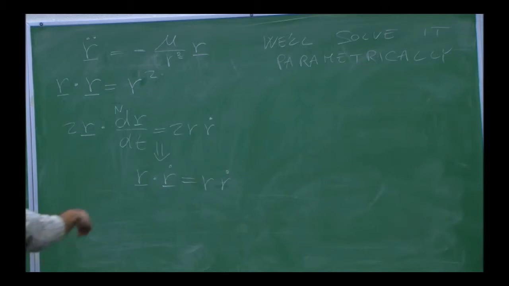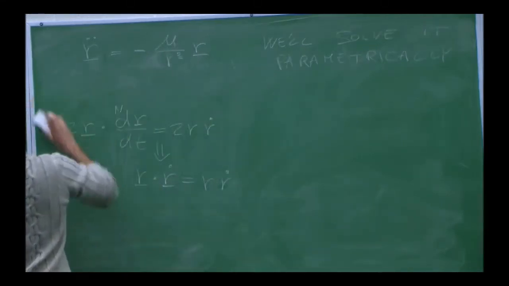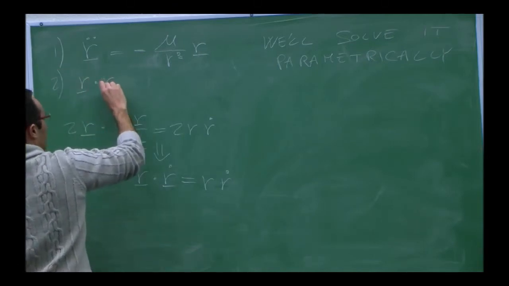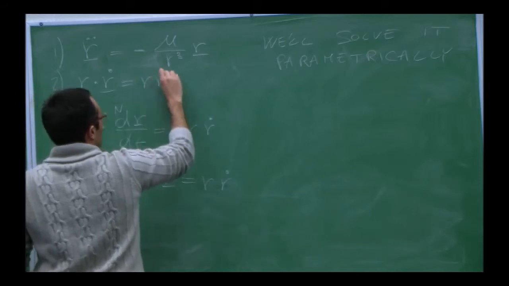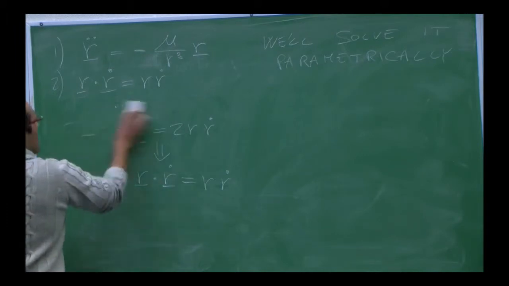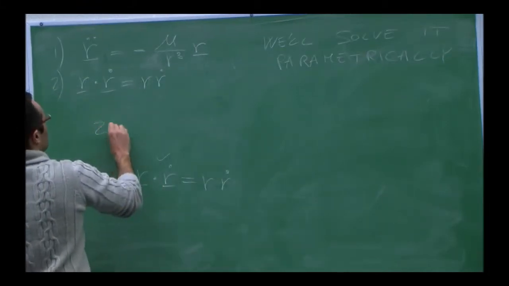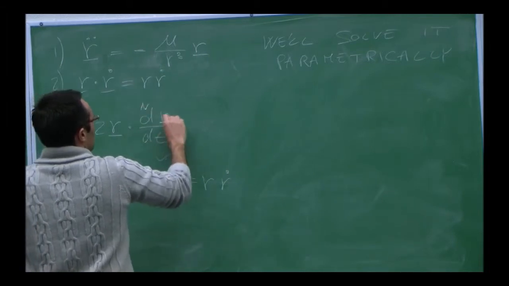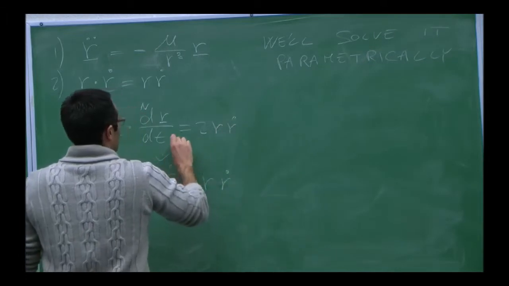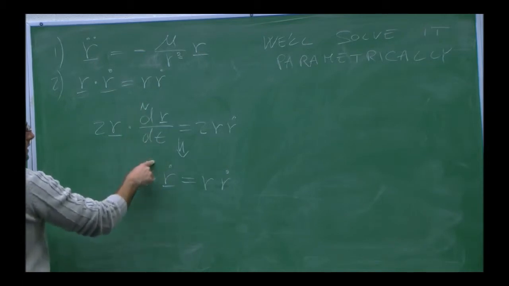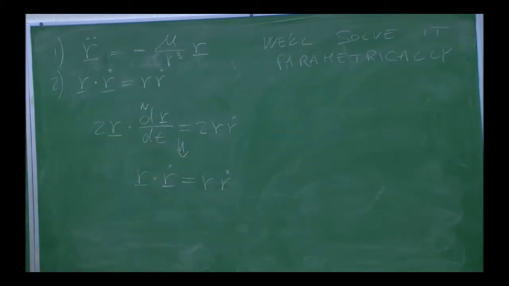I'm going to use this. Let me write it up here. So this is my starting point. I'm going to use this property at some point, and other properties, and as I use them, I'll just give them to you. Properties of vectors, nothing else. So starting, is this clear what I've done here? Okay. I can write it again. 2r dotted with d/dt of r is equal to 2r r dot, which leads to this. We agree that d/dt of a vector, you just write the vector with a dot. So that's the same expression. I simplify the two. That's what I get.